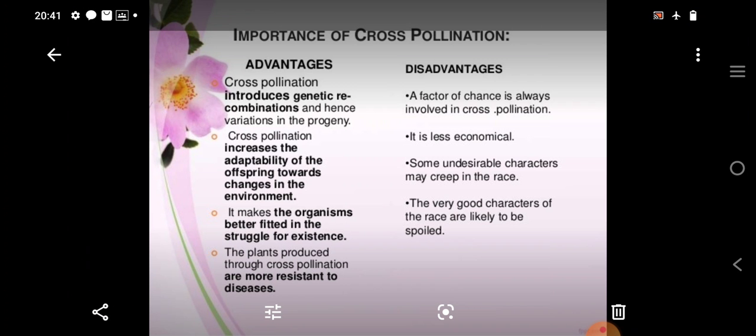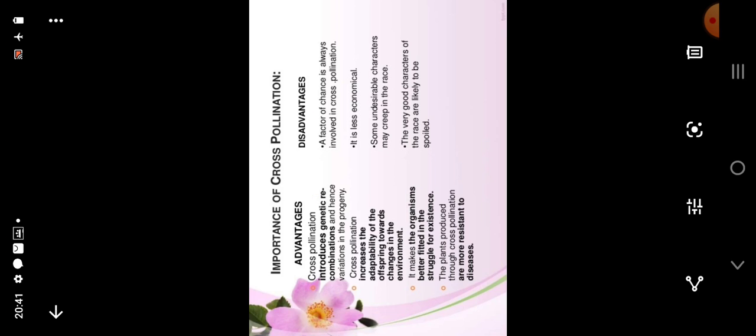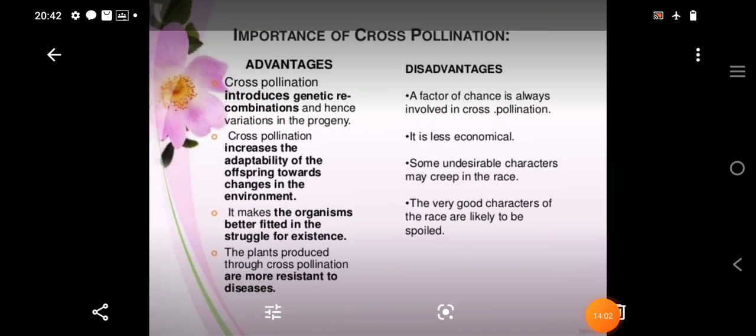Okay, and the last one, the plants produced through cross pollination are more resistant to disease. In our previous video we discussed that self pollination causes inbreeding depression, which also leads to intolerance of diseases. While on the other hand, in case of cross pollination the resistance against disease increases generation after generation.